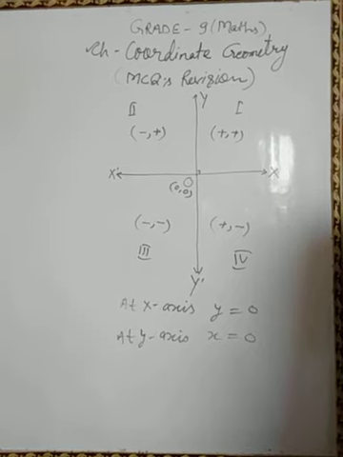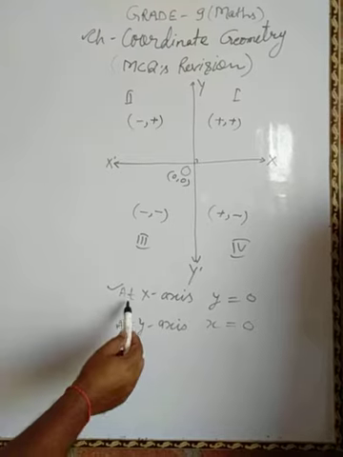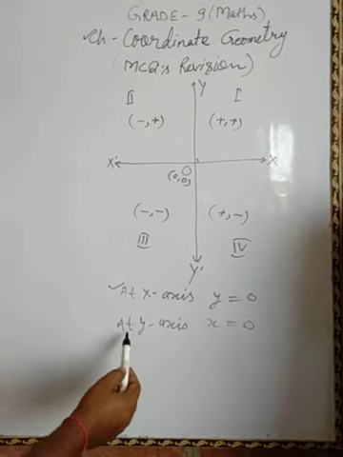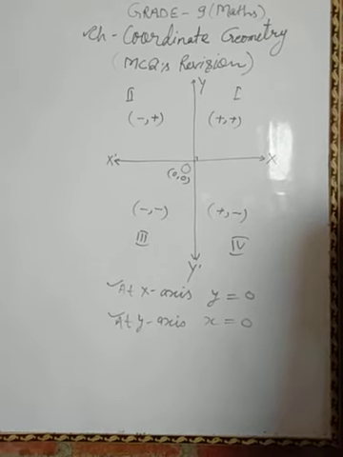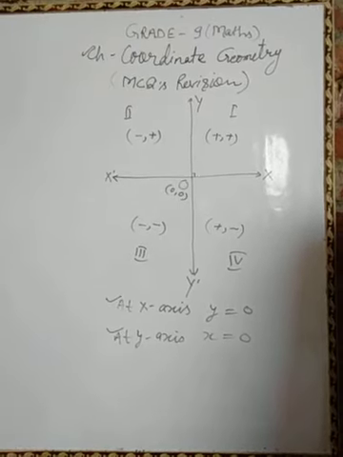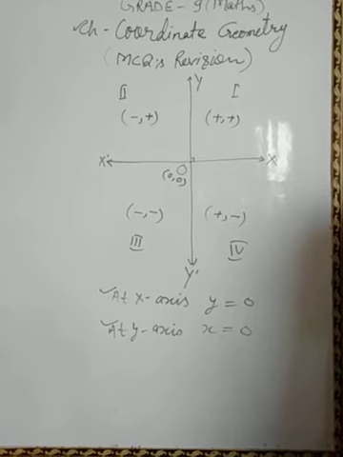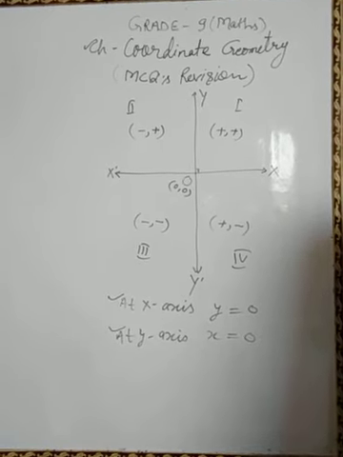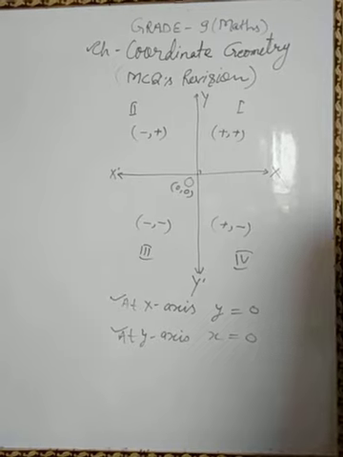Two more important points are there that are to be remembered. At x-axis y equals to 0 and at y-axis x equals to 0. These 2 points are very important to understand about any point, if you are going to locate that on the graph paper, or maybe a graph is already drawn and you are going to write the coordinate of a given particular point.